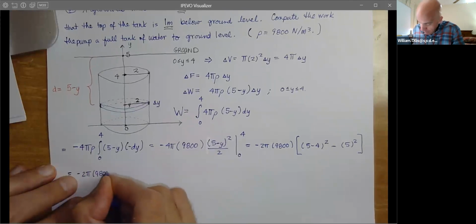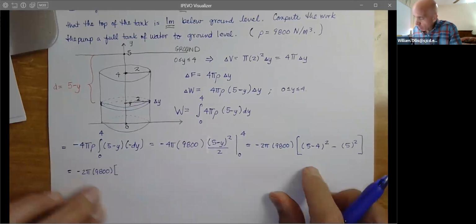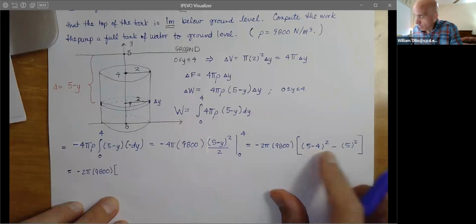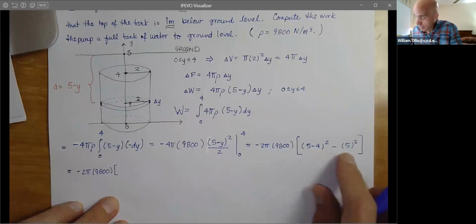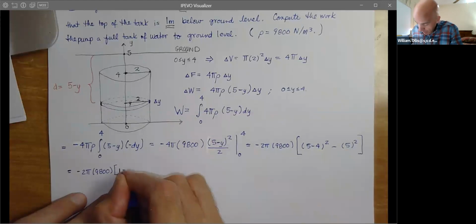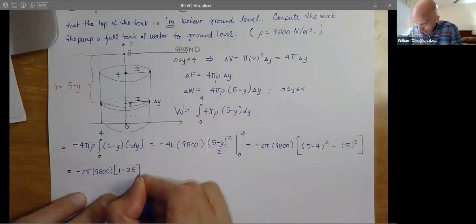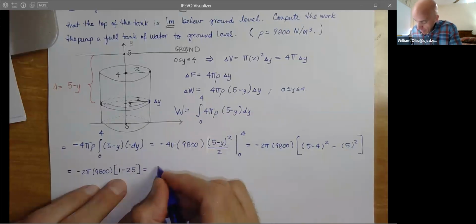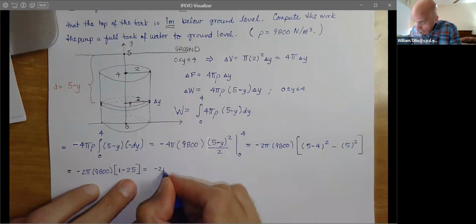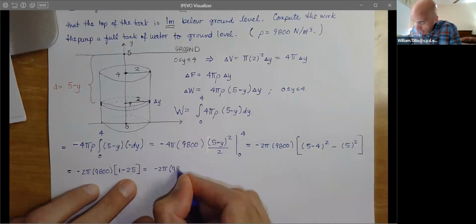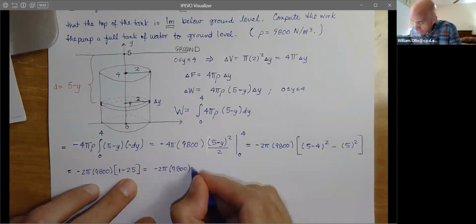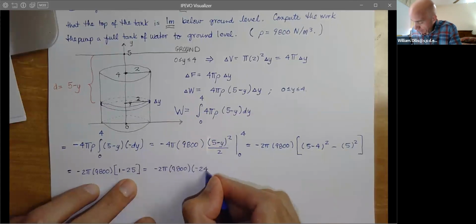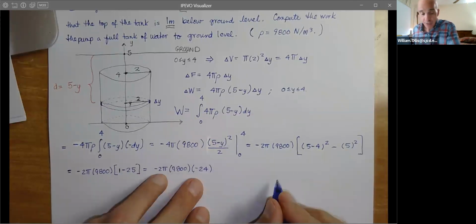9800. And now we have a 1 squared, and we have a 25. So we have a 1 minus a 25. So this will give us a negative 2 pi 9800 times a negative 24. So the negatives will absorb.